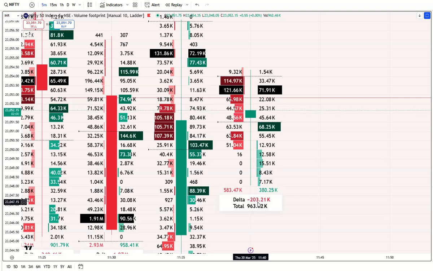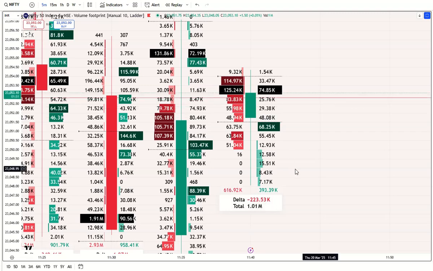I'm not looking at 22,000 CE because there is a high probability that a spike down will make the option price go down much faster. I prefer to trade 22,900 CE or 22,850 CE, keeping it 100, 150, or 200 points in the money. Now 22,850 CE is at 211.